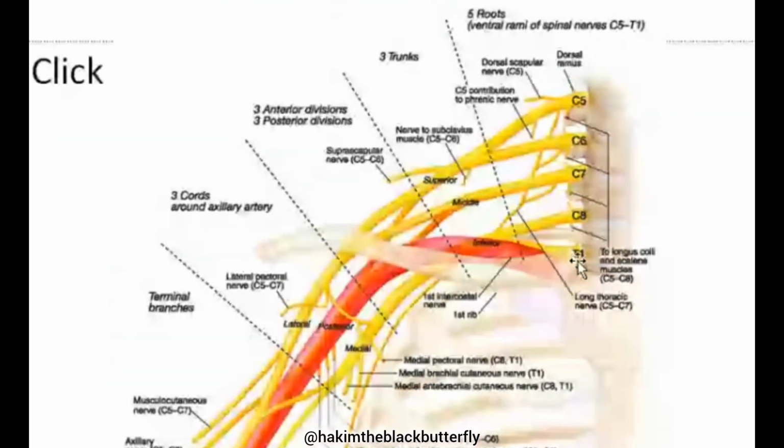How? Sometimes the brachial plexus begins from C6, C7, C8, T1, and T2. We call that post-fixed. When the brachial plexus begins from C6 and not C5 and ends at T2, we call that post-fixed.